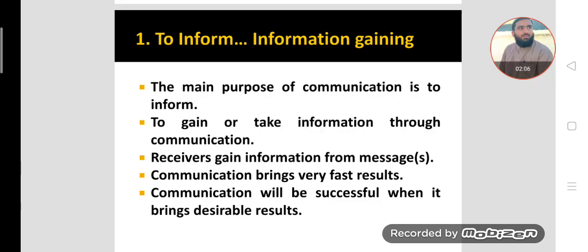Receivers gain information from messages. How are they gaining information from messages? Through communication. Communication brings very fast results. In today's world, we need results. We have a very short period of time, and in that time we want to give information to others. So the best and easiest way to give information to others is communication. Communication is done by means of language.